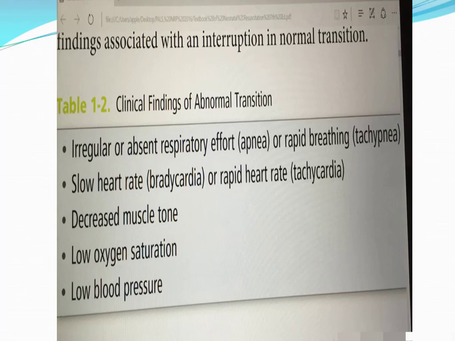So these are the clinical findings of abnormal transition. There might be irregular or absent respiratory rate, apnea, or rapid breathing, tachypnea, slow heart rate, bradycardia, or rapid heart rate, tachycardia. There might be decreased muscle tone, low oxygen saturation, and low blood pressure.